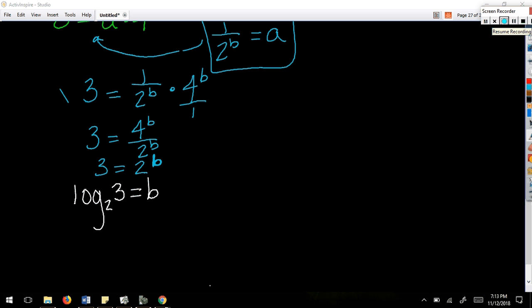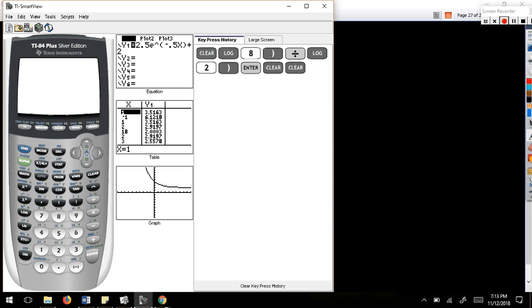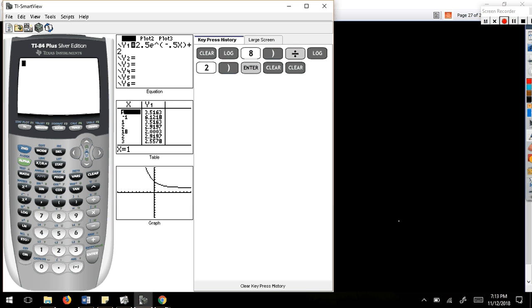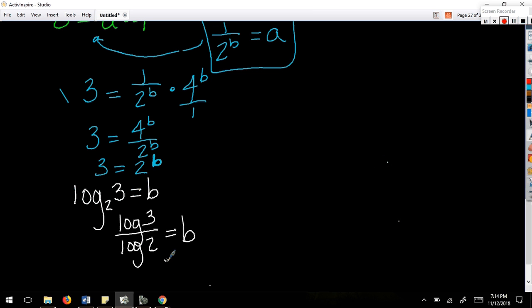Now, I want to really find out a value here, an approximation, so I'm going to take out my calculator. Remembering that change of base, because my calculator won't do a base of 2, what I'm really going to need to do to find b is do log of 3 divided by log of 2 to find a decimal equivalent for b. So when I do this, I get log of 3 divided by log of 2, about 1.58. So b is approximately 1.58.